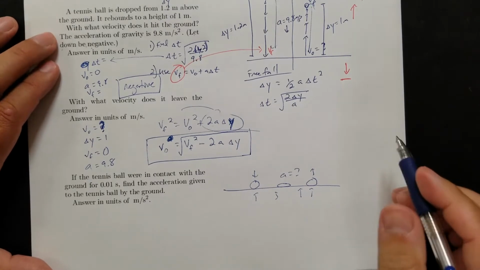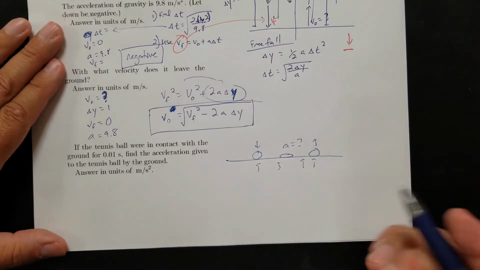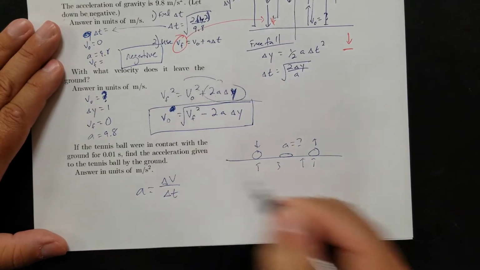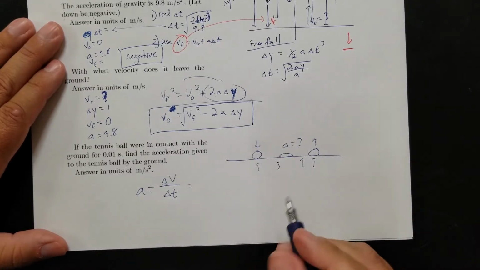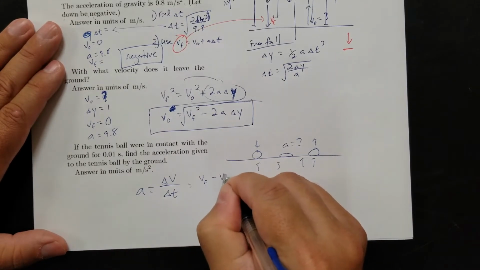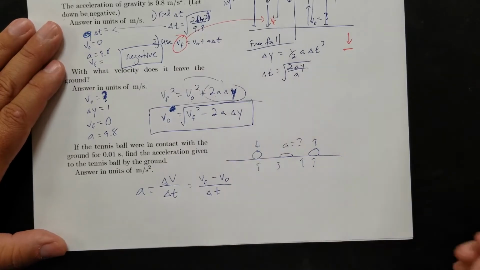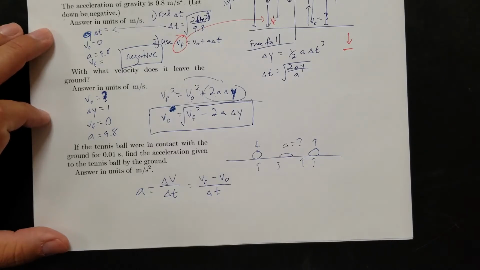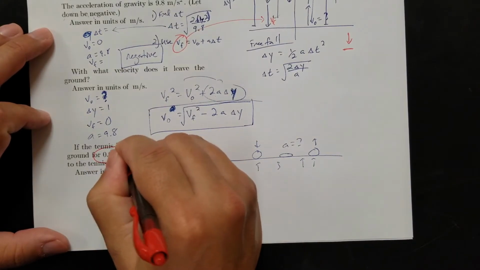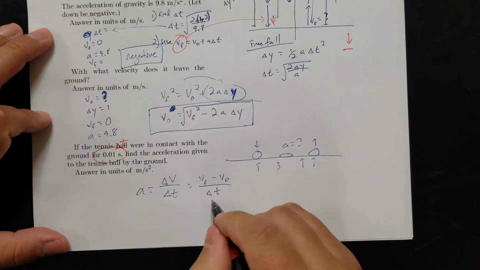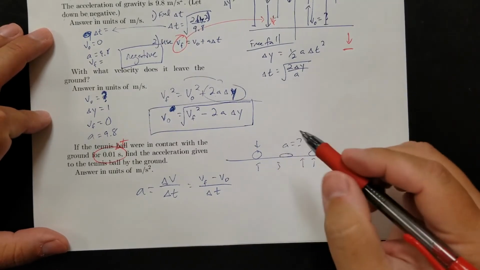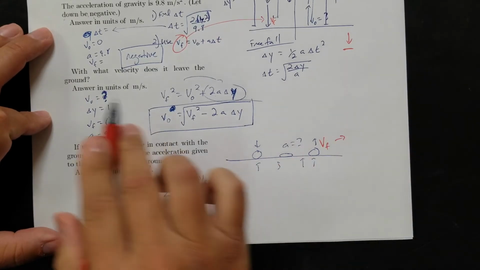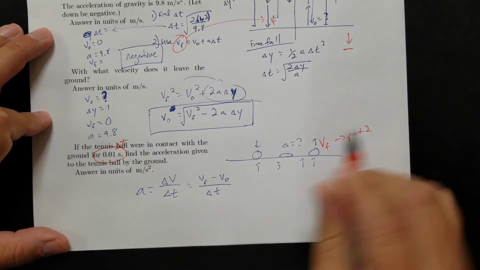But it's not a complicated problem to solve because the definition of acceleration is change in velocity over time, right? And remember, just like we did velocity, that's final velocity minus initial velocity over time interval. So do I know these things? Well, yeah, because you just solved them, right? Here's my time. That's delta t, 0.01 seconds, right? So I would put 0.01 in here. My final velocity is going to be here. That's my answer from part 2. That's what I figured out in part 2.